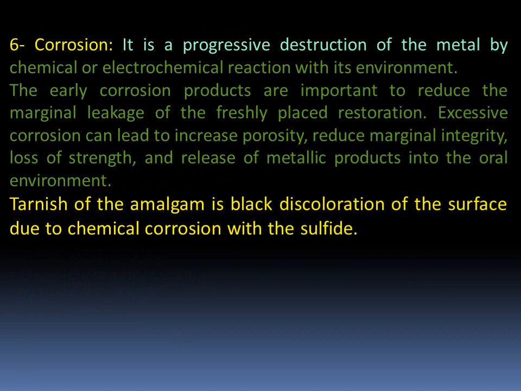Okay, in addition to the properties of the amalgam, there is corrosion. Corrosion is a progressive destruction of the metal by chemical or electrochemical reaction with its environment. The early corrosion products are important to reduce the marginal leakage of the freshly placed restoration. Excessive corrosion can lead to increased porosity, reduced marginal integrity, loss of strength, and release of metallic products into the oral environment. Also, we have tarnish. Tarnish is a black discoloration of the surface of amalgam due to chemical corrosion with sulfide.